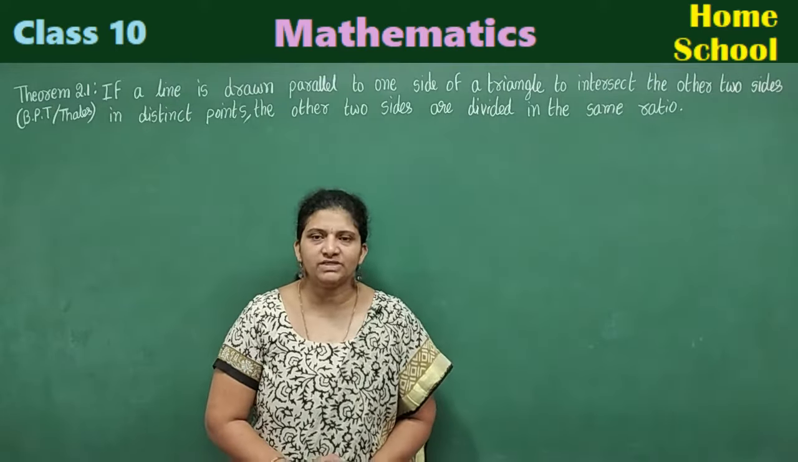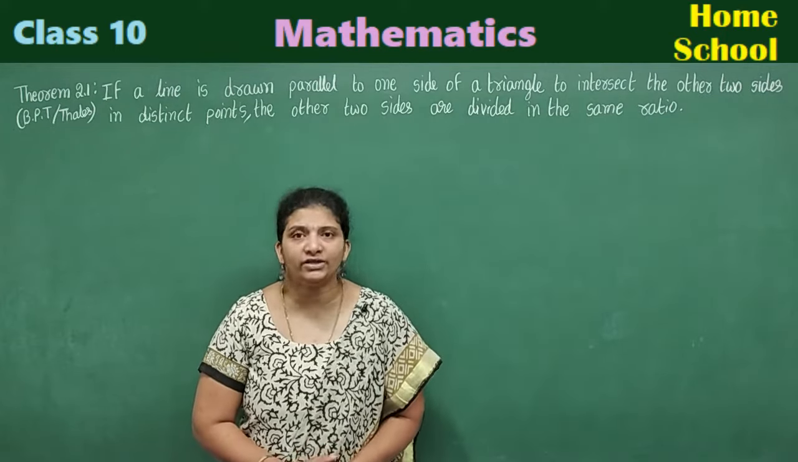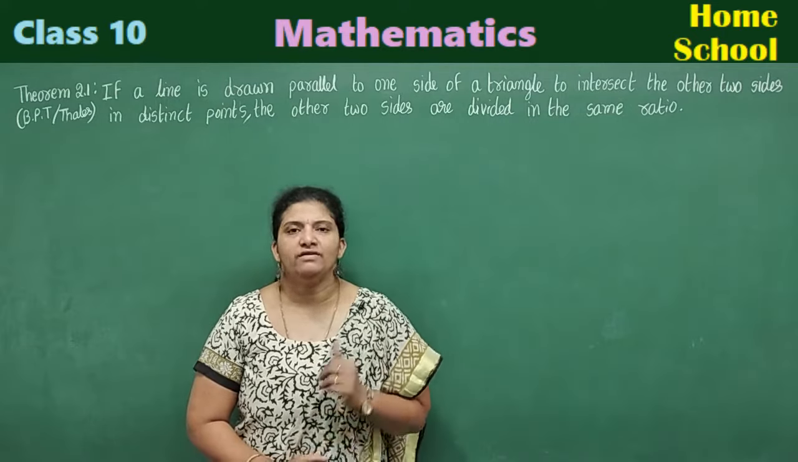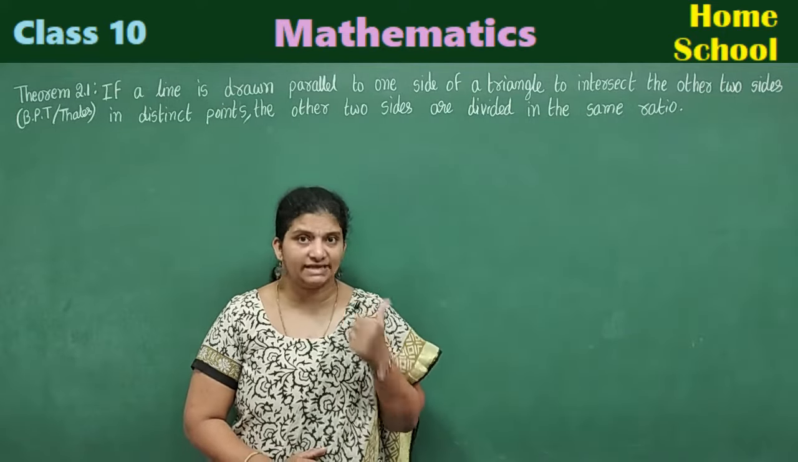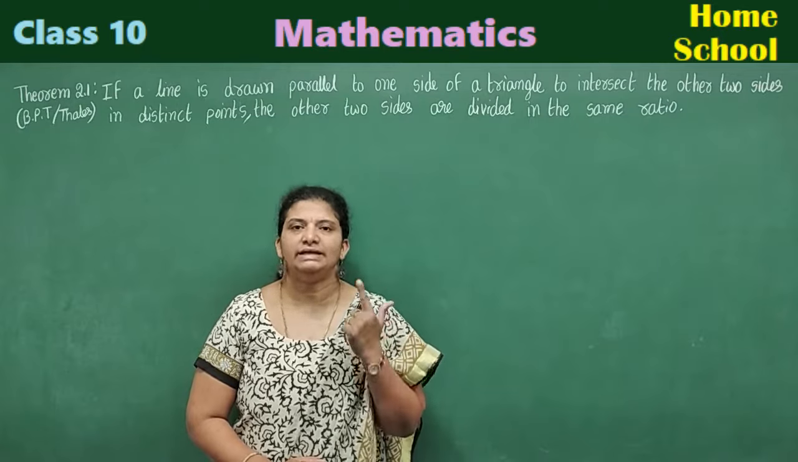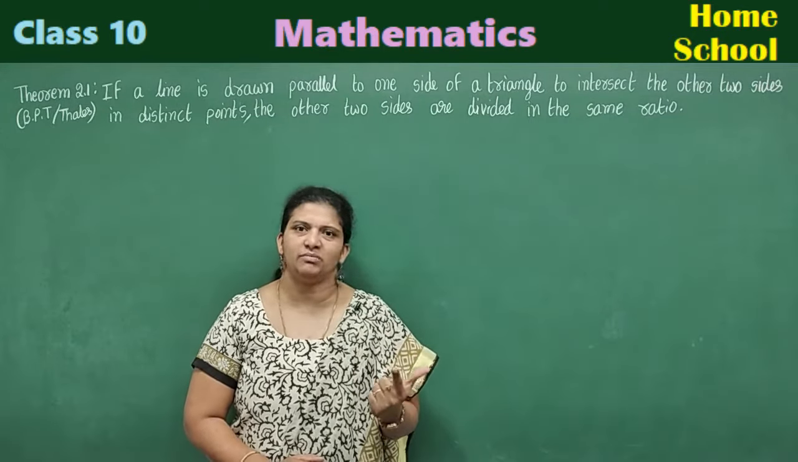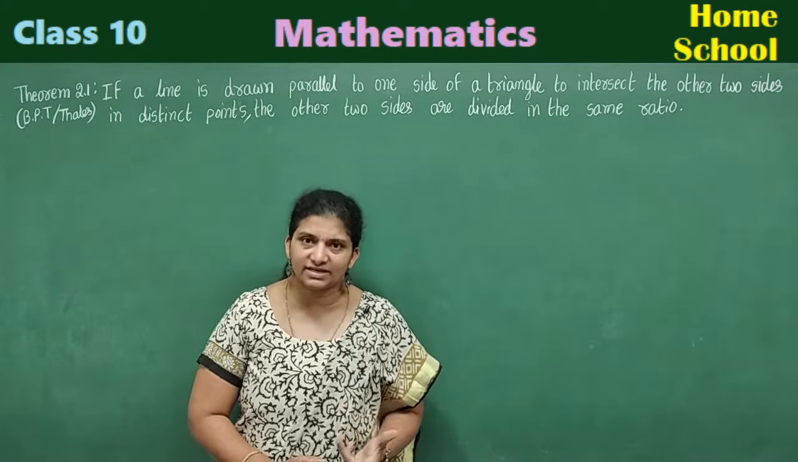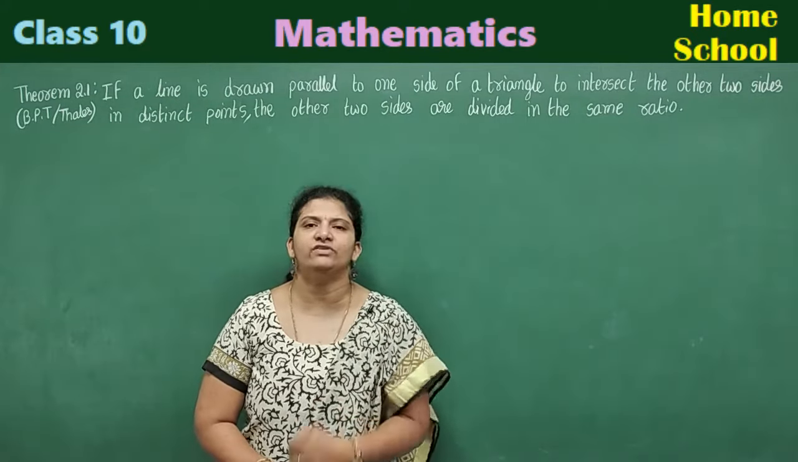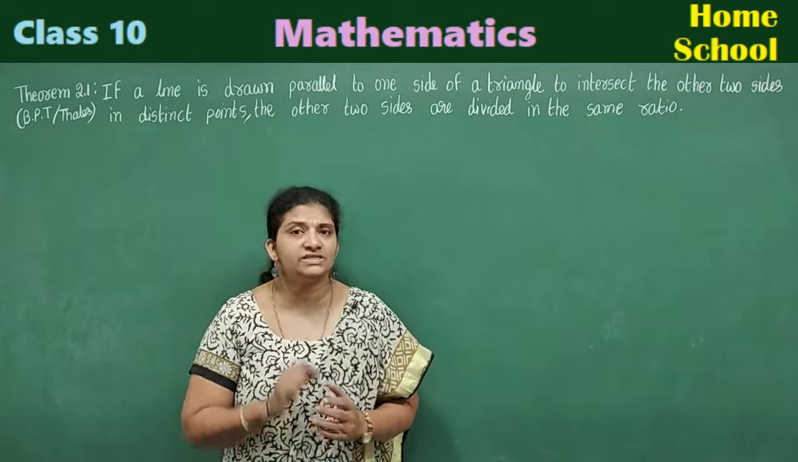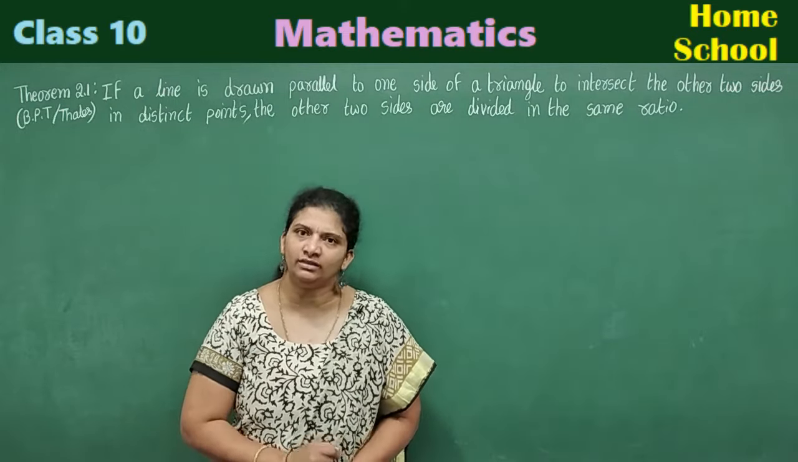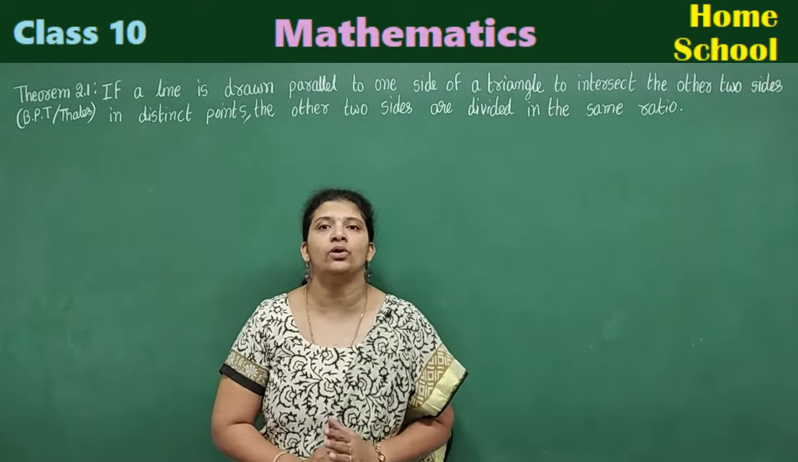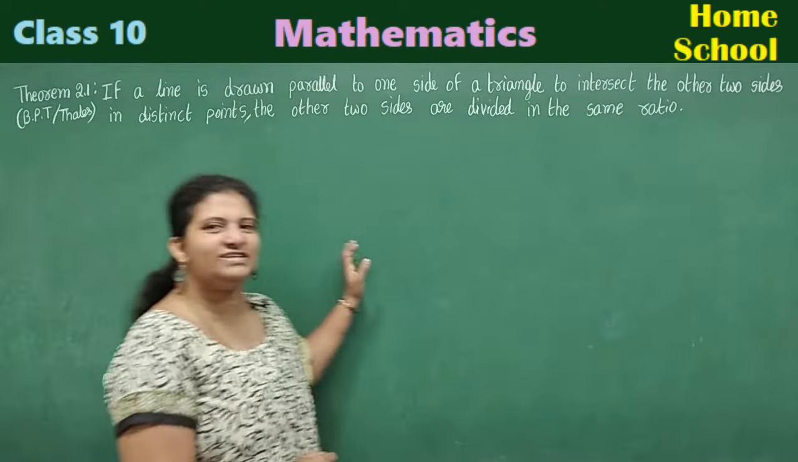Let's start our theorems. Before starting theorems, I would like to tell you 5 points which are very important in writing a theorem. First point is statement. Second one, data, what is given in the statement. Third one, what to prove. Fourth one, construction if anything is there. And fifth one, it is proof. With these 5 steps, we should complete the theorem. Okay, these 5 steps are very important in order to score marks. Let's start the first theorem.